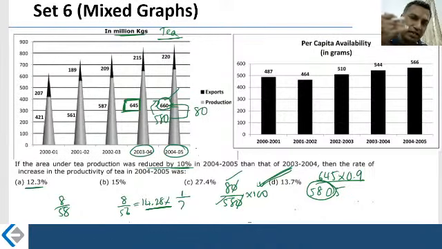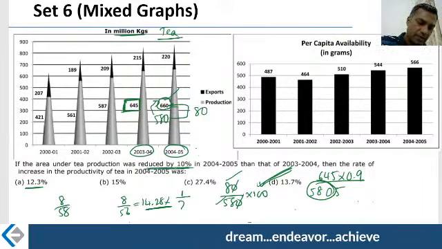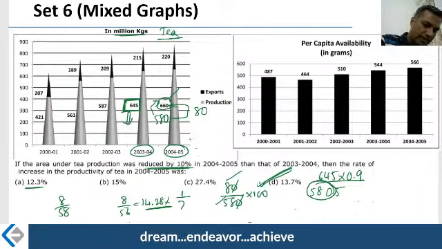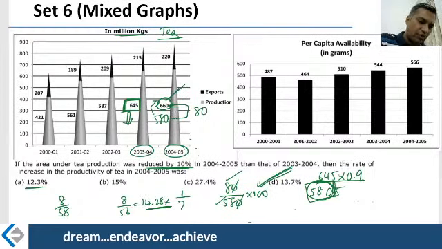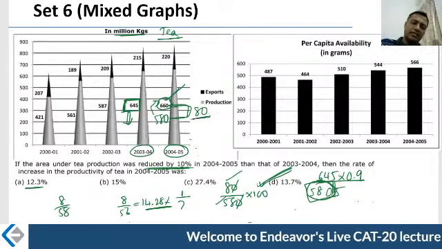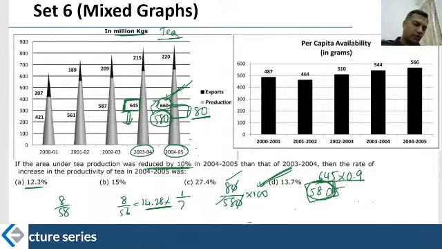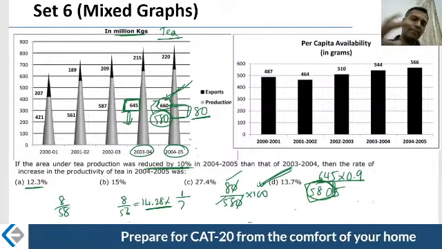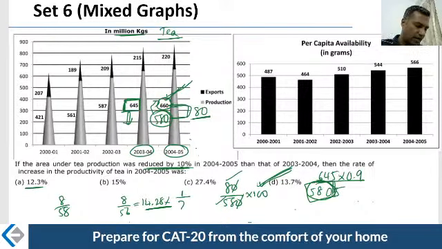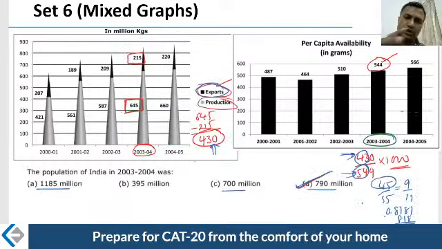How do I do the productivity? When I'm decreasing the land by 10%, you decrease this only by 10% to understand the expectation. The expectation should have been 580, but what did I get here? 660. Therefore, there is an increase in productivity of 80 million kgs upon 580. That's it for this particular set. That's a mixed graph, in the sense that you have more than one graph. Sometimes you use data from more than one graph.